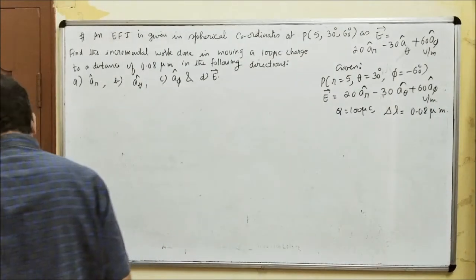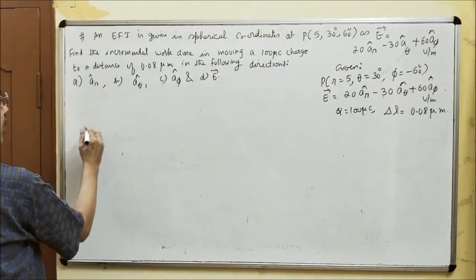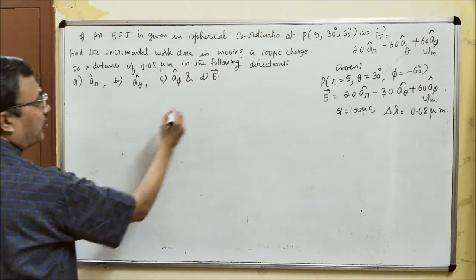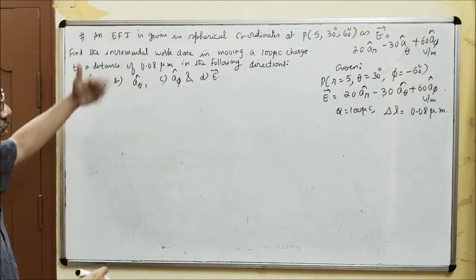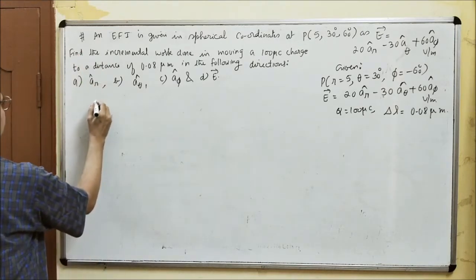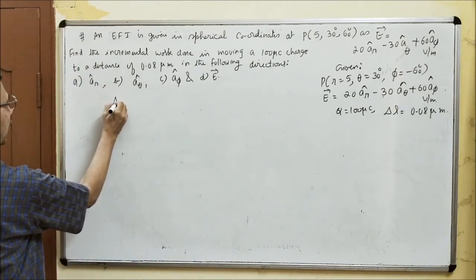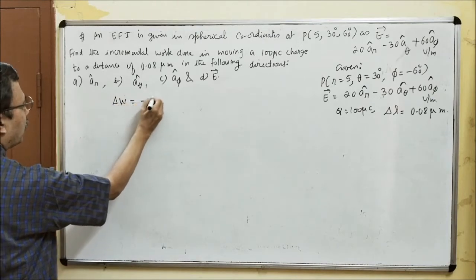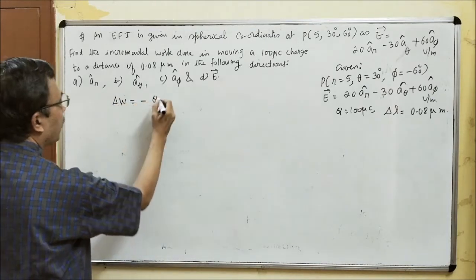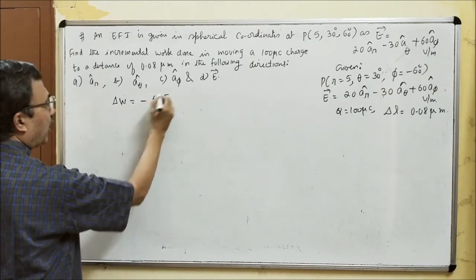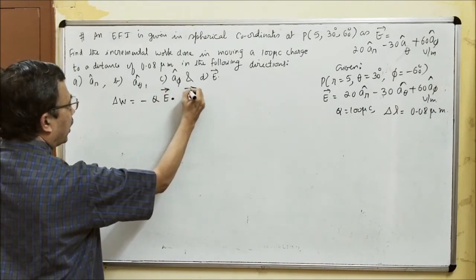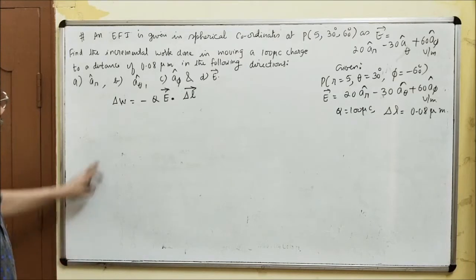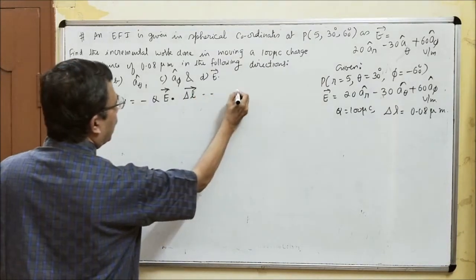The problem I will start now. Solution we have started. So I will do first part A. Before part A, I will do some calculations. What is elemental work? What is incremental work done? Delta W is equal to minus Q times the dot product of vector E and vector dl. This is the elemental work done. What is the unit? Unit is joules.